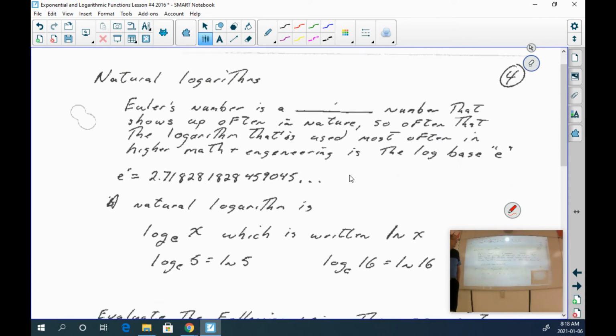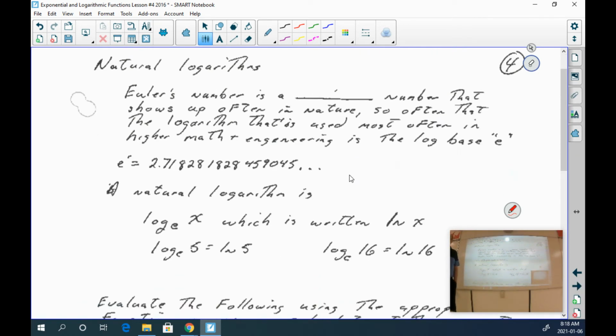Now, the other tool on our calculator is the natural logarithm button. Euler's number is an irrational number, like pi, 2.718. This number shows up quite often. The reason why we use natural logs has to do with graphing and has to do with calculus.